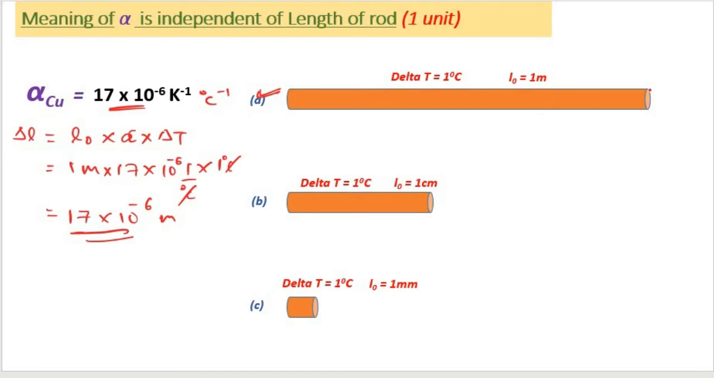So that means the increase in the length for this rod, delta L, is 17 into 10 raised to minus 6 meter, because the rod was in meter. So the final answer is in meter.